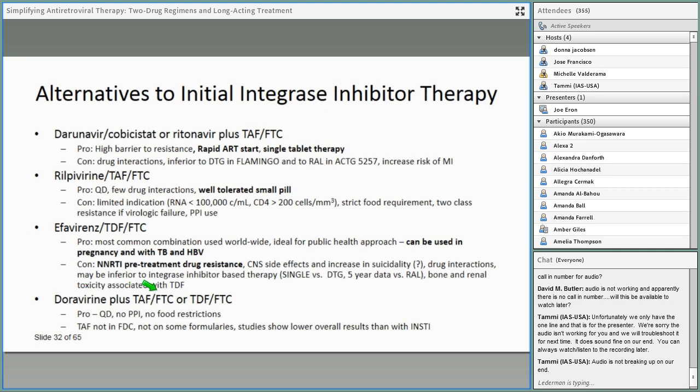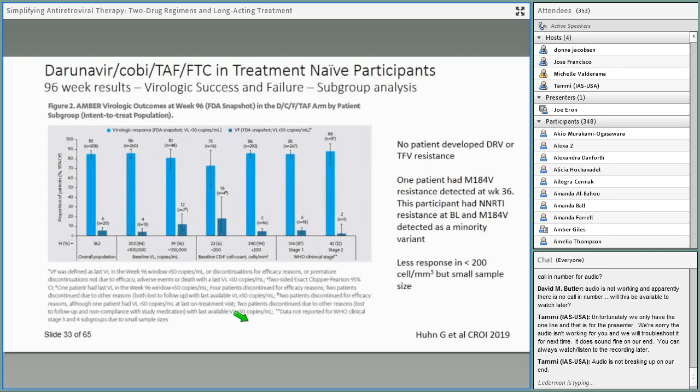Our newest therapy is Doravirine, which can be given with either TAF-FTC or TDF-FTC, though it's been studied predominantly with TDF-FTC. It has advantages over rilpivirine. It's once daily. There's no PPI interaction. There's no food restrictions, though it has some disadvantage in that it's obviously not combined with TAF in its fixed-dose formulation.